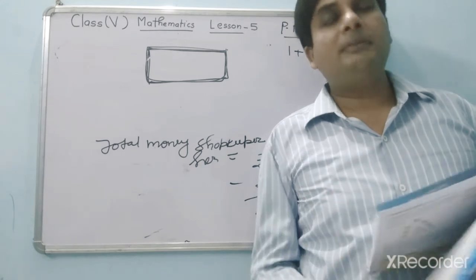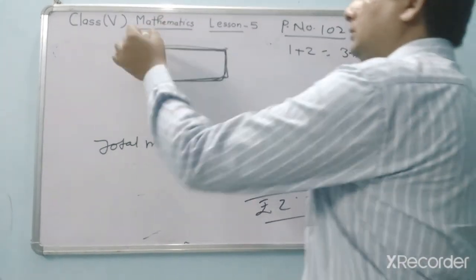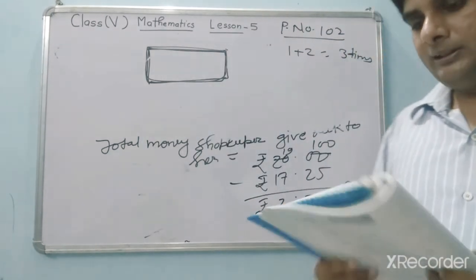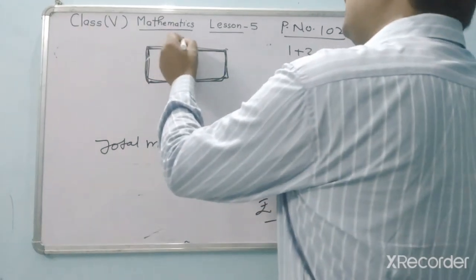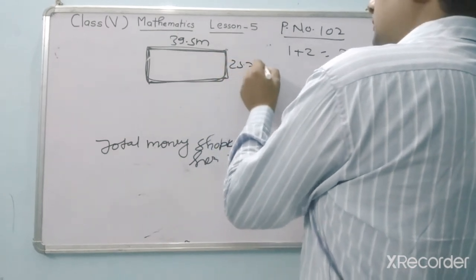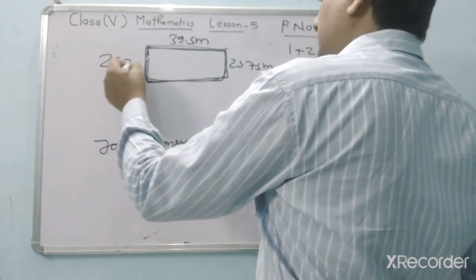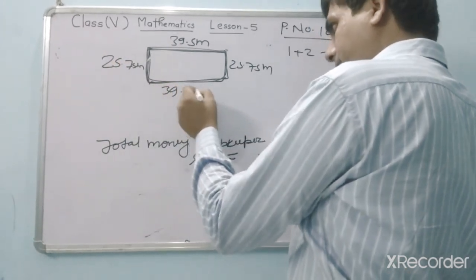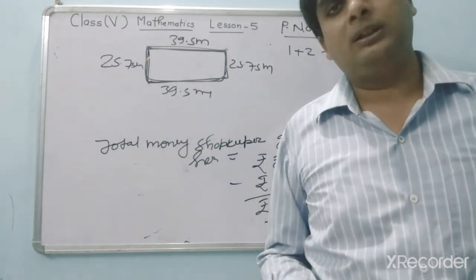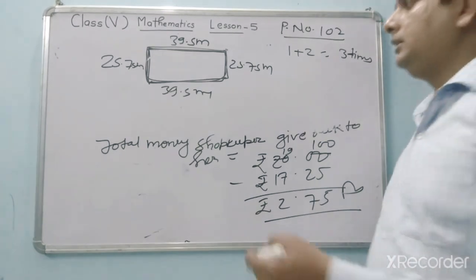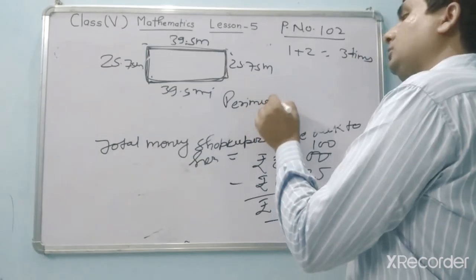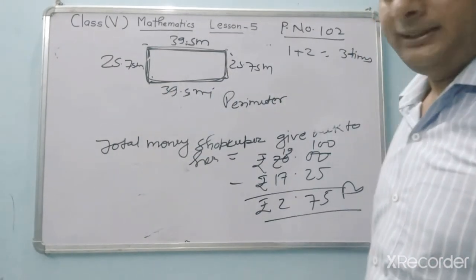So first of all, we will find the perimeter of this field. You know the perimeter means the total length of the boundary. What is given? The length 39.5 meter, and here 25.75 meter. This will also be 25.75 meter and this will be 39.5 meter. You know this is the property of a rectangle: opposite sides are equal. Now, perimeter means the total length of all the sides. You can write here total length of the sides.